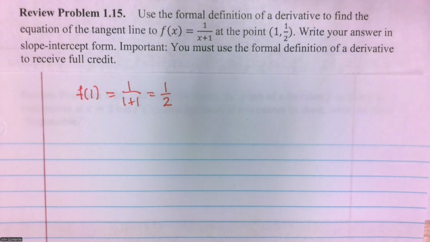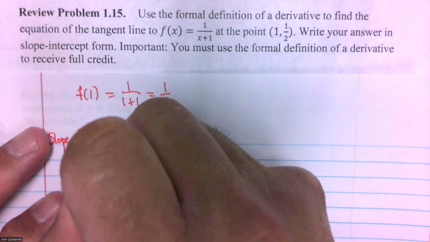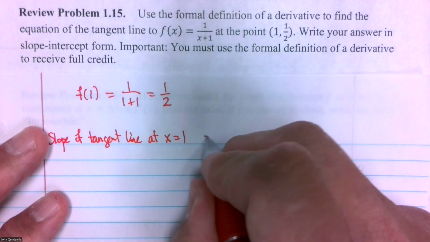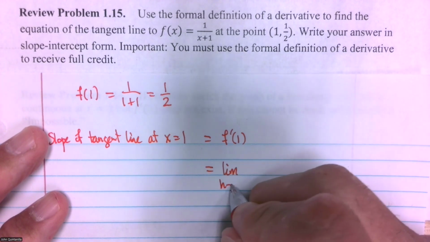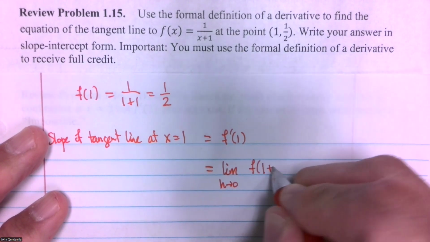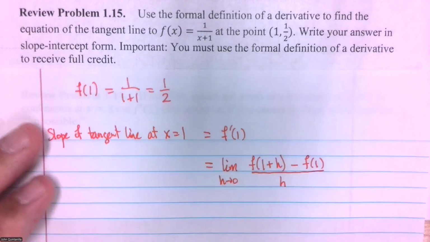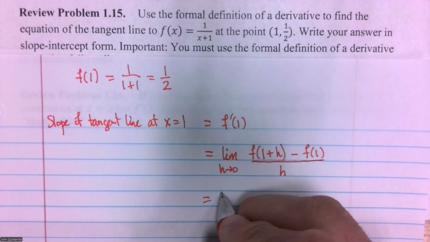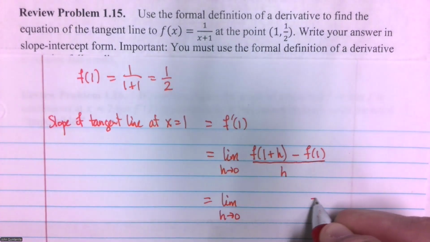Now to find the equation of the tangent line, I need to find the slope of the tangent line. So the slope of the tangent line at x is equal to 1, that's the same thing as f prime of 1, or the limit as h approaches 0 of f of 1 plus h minus f of 1 all over h. Okay, now let's see if we can simplify this. If I just plug in 1, we just talked about that, we get 1/2.